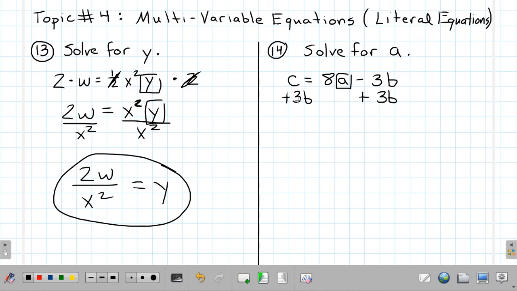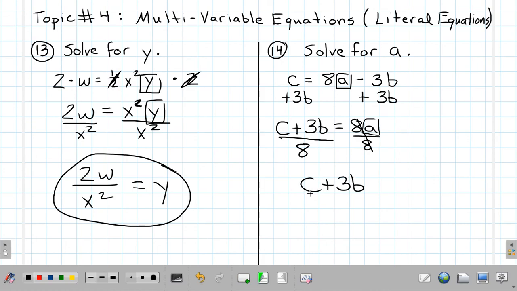But in this case, c plus 3b, we don't know what that is, so we just have to write it as c plus 3b. Once again, we're still looking at a here. All this over here is just a number. 8's just a number. We're multiplying a times 8, so divide by 8. But that's the thing. We have to divide the whole thing over here by 8. So my final answer here is c plus 3b all over 8 is equal to a.